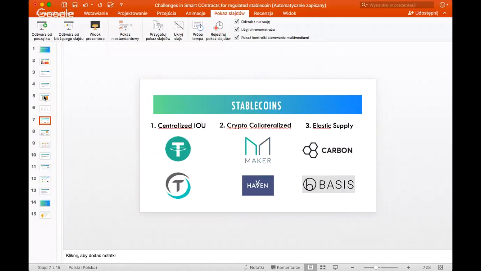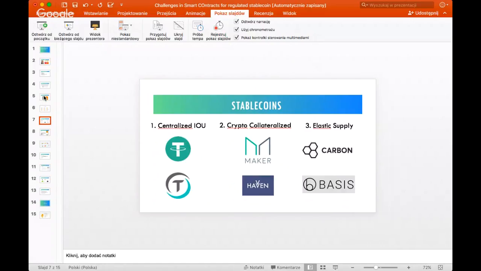Then you've got crypto collateral. So it's a stable coin created with cryptocurrency as collateral, which means they are decentralized by design. But the thing is that if there is a massive drop in value of those cryptocurrencies in the collateral, then those stable coins just lose the entire value. So this approach for now is not perfect.